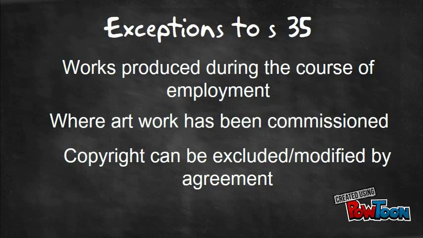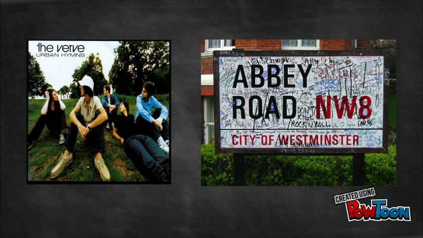Copyright in original works may also be excluded or modified by agreement, and this is called an assignment. A real-life example of this is where a recording artist transfers copyright in their scored music to their recording company under the terms of their contract.